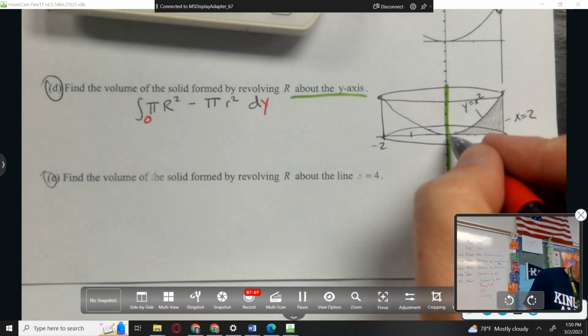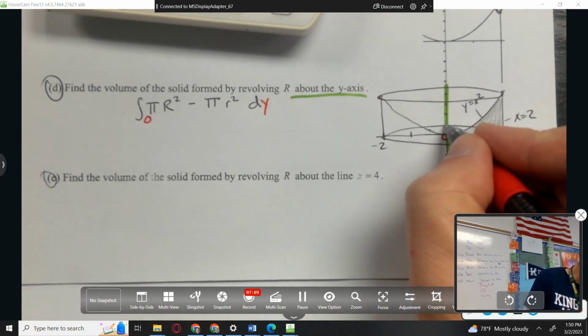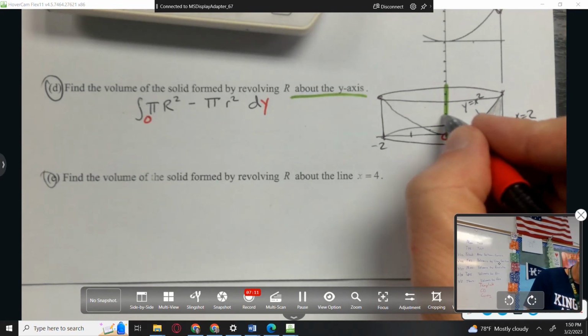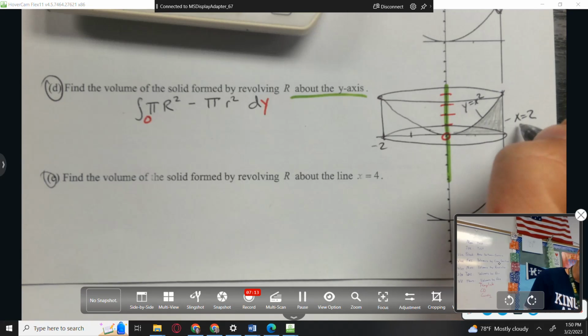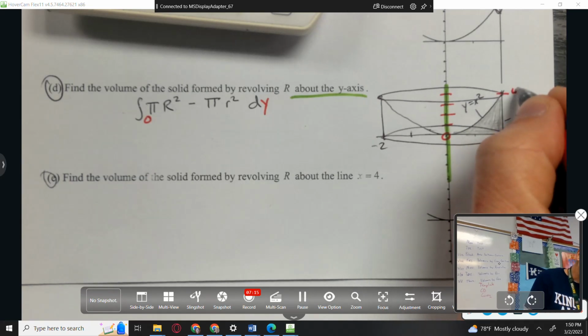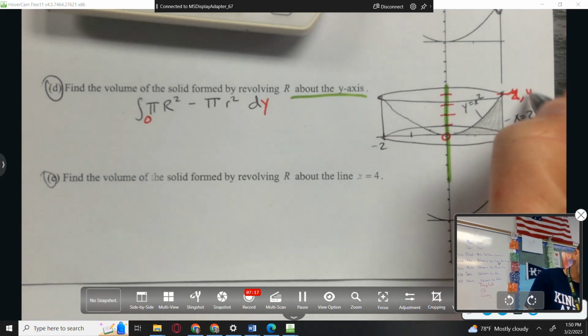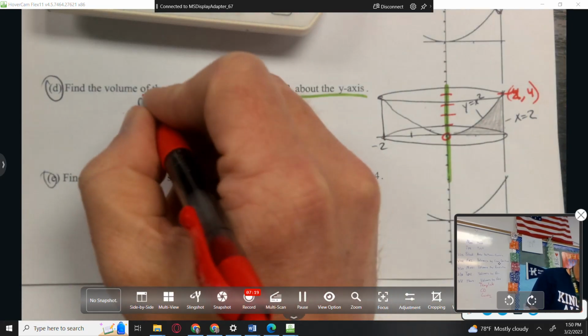All right, so it starts at 0. How far up do we go here? 4. Yeah, the graph is to be trusted. I guess we shouldn't just call it 4. We should call that (2, 4). So from 0 to 4.